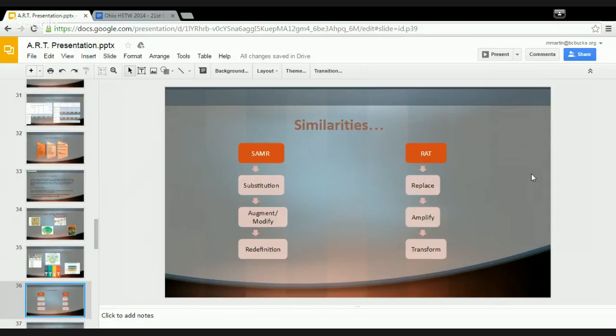Now the RAT model over here, it's kind of the same thing. The first level here is they're using technology to replace what they were currently doing with pencil and paper, or maybe they've amplified what's happening in the classroom because of the technology. The technology has created more opportunities than they had before. Or they're transforming their classrooms and they're changing how education was done before because of technology.